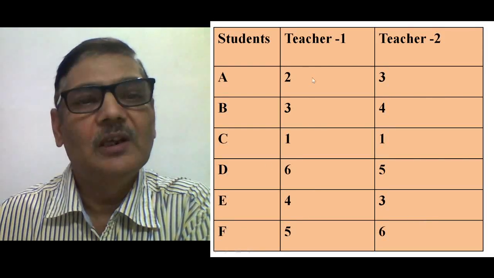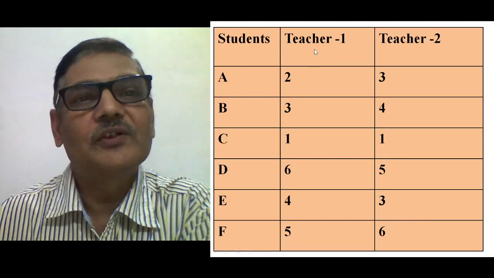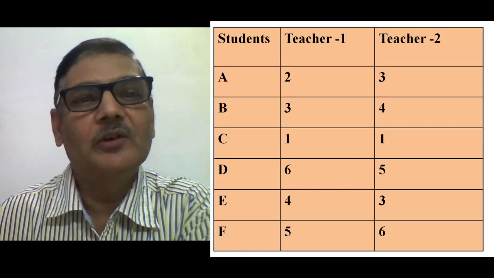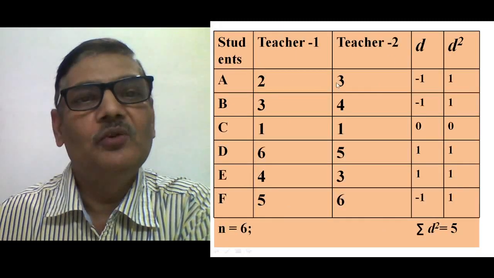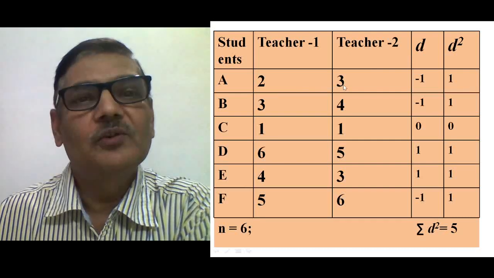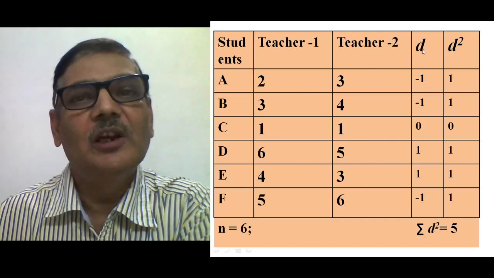Now we have to see to what extent their evaluations are correlated, whether they are absolutely the same in their evaluation pattern or a significant difference exists in their pattern of evaluation. So by doing Spearman's correlation coefficient, we can know the level of correlation of the evaluation pattern of these 2 teachers. So what we do, stepwise, is simply find out the D value.